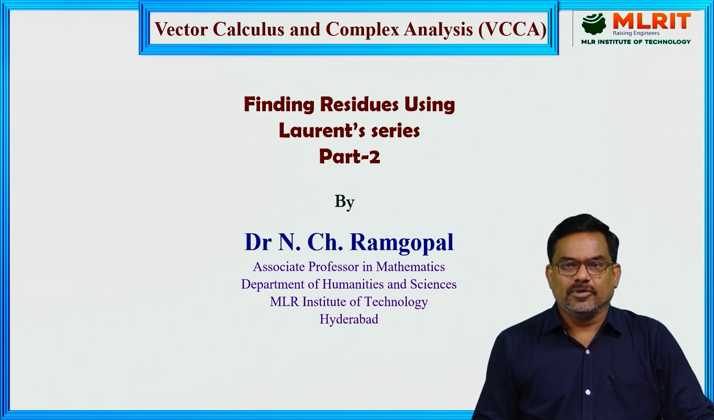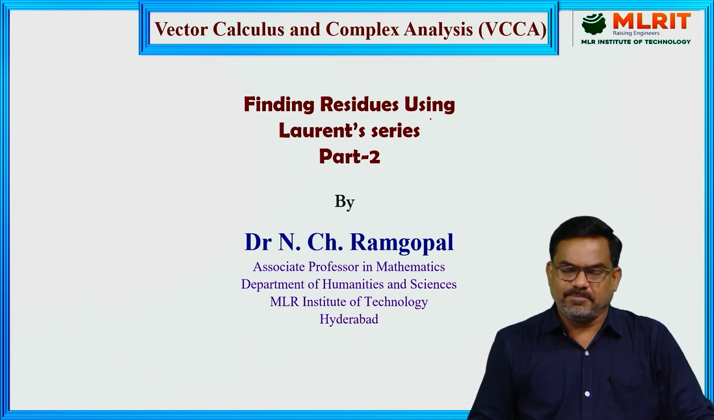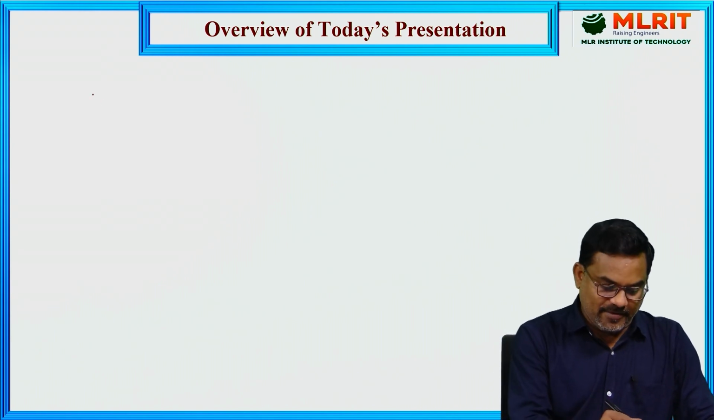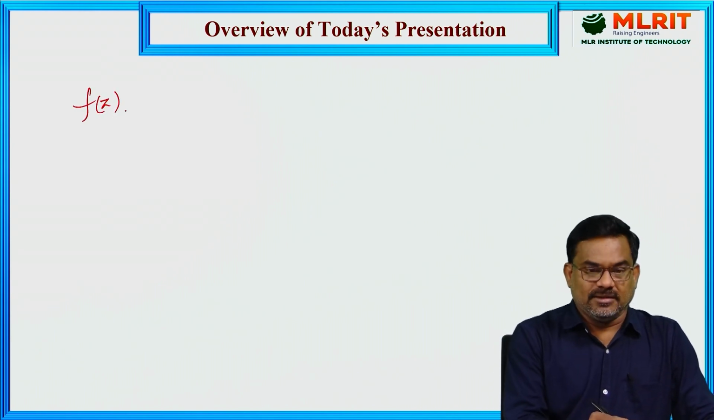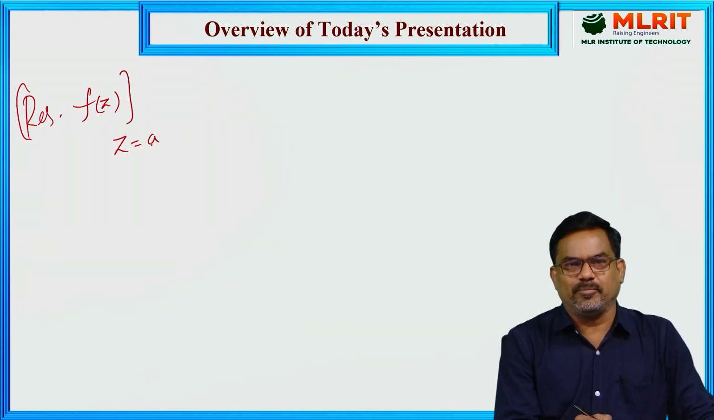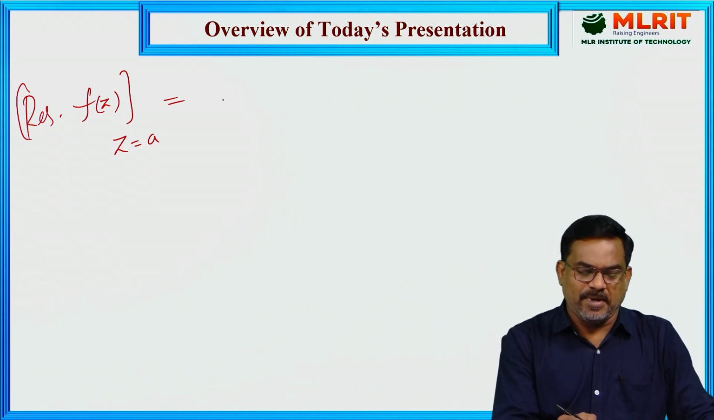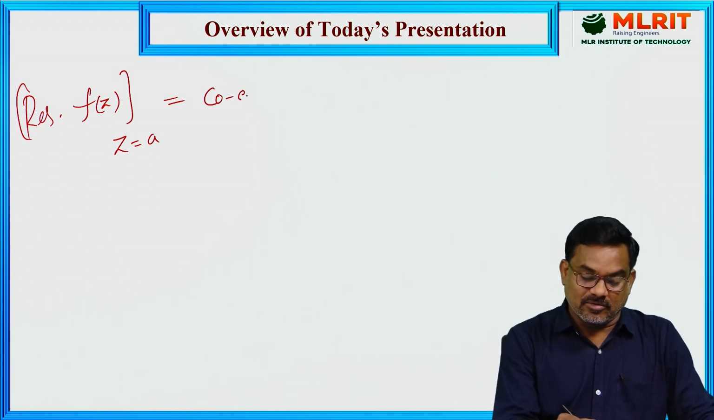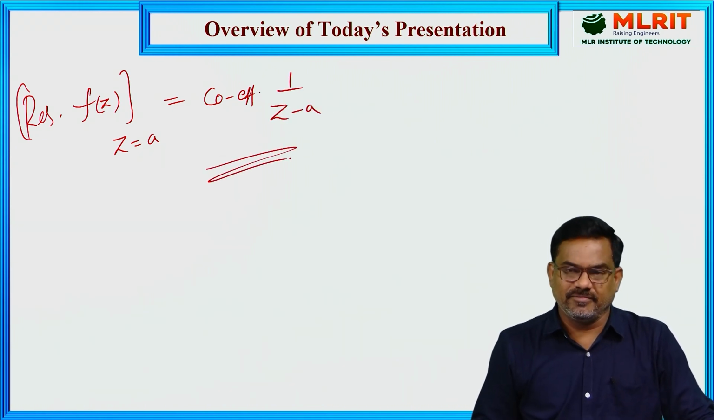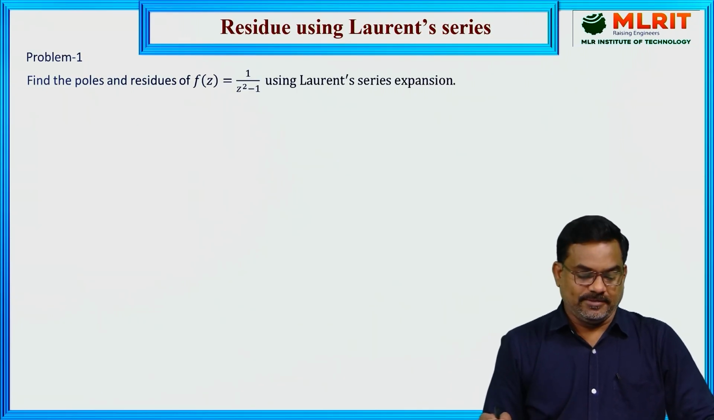Today I am going to discuss the topic of finding residues using Laurent series, part 2. In the last session we discussed the same topic, and today again we are going to find the residue of a function at a pole z equal to a, which can be obtained by finding the Laurent series expansion of f of z and then the coefficient of 1 by z minus a. That is the residue of the given function. So let us solve some more examples on the same topic.